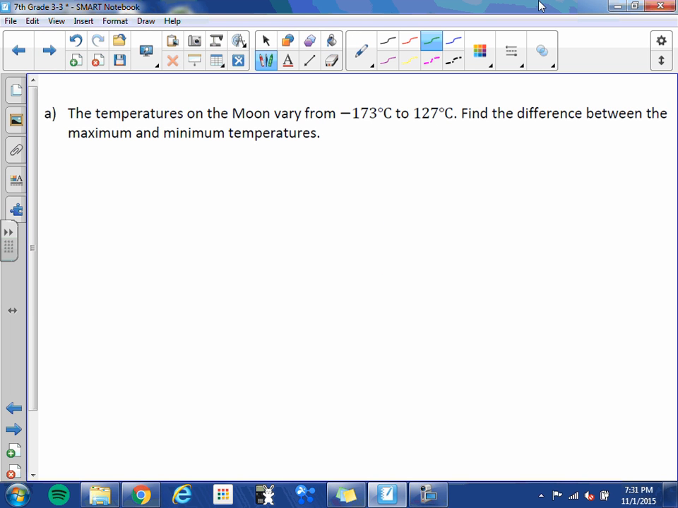The temperatures on the moon vary from negative 173 degrees Celsius to 127 degrees Celsius. Find the difference between the maximum and minimum temperature. Well, the maximum temperature is 127 degrees Celsius because that's the largest, minus the minimum temperature, which is negative 173.